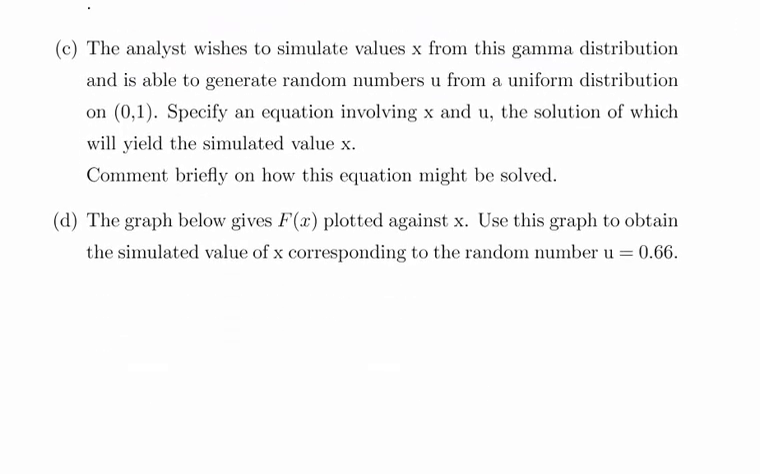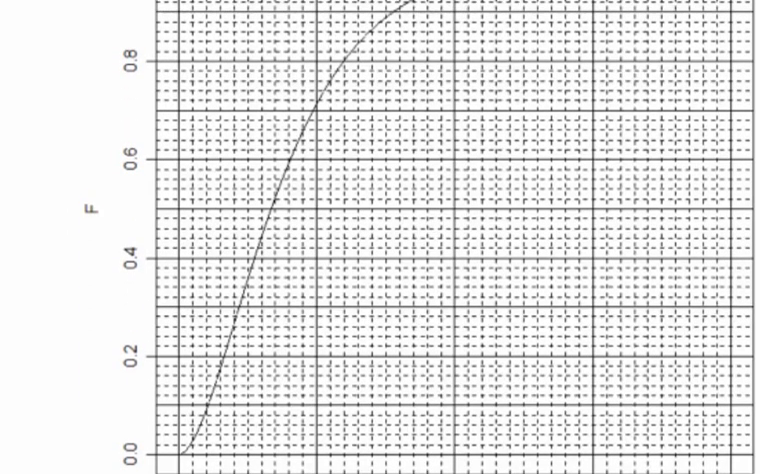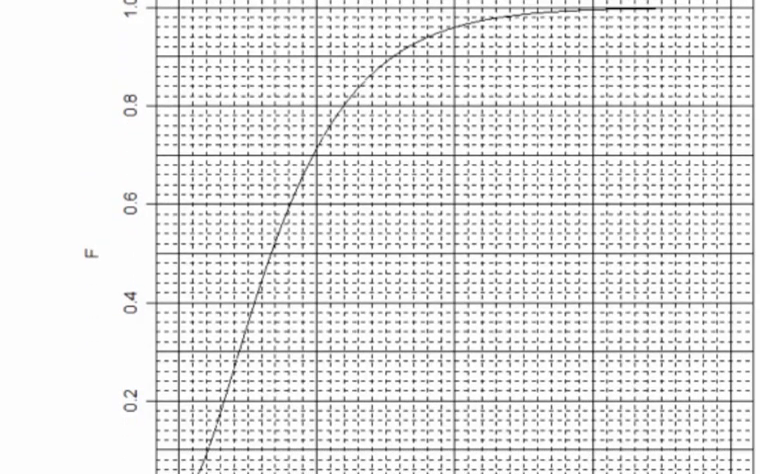The last question here is: the graph below plots f of x against x. Use this graph to obtain the simulated value of x corresponding to a random number u equals 0.66. So this is straightforward enough. You don't really get so many of these anymore. It doesn't really come up on the page there. It's just essentially a big curve. I'll colour in a little bit of it here, particularly the bit I need.